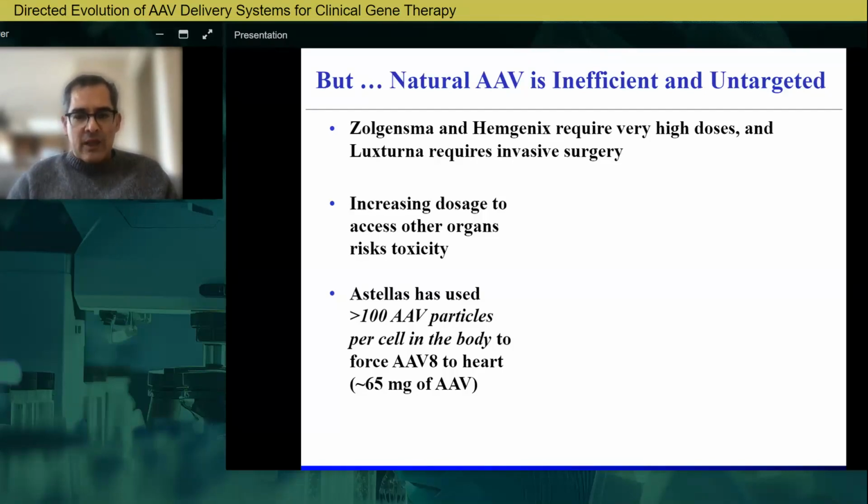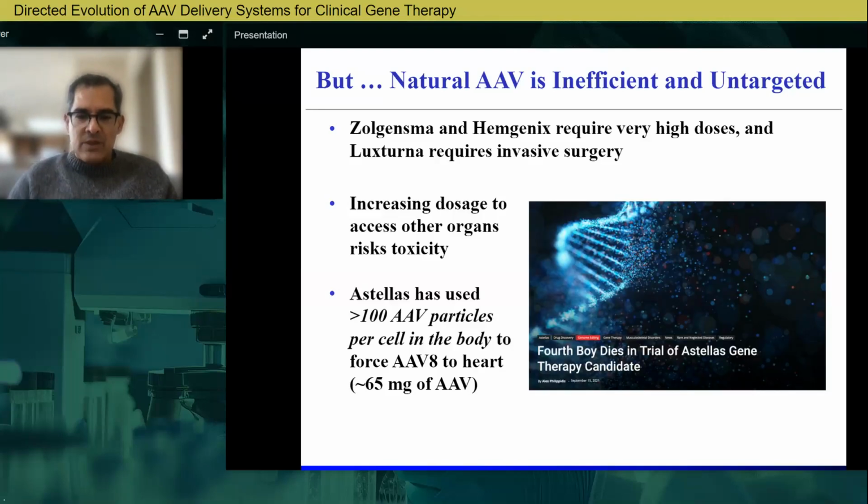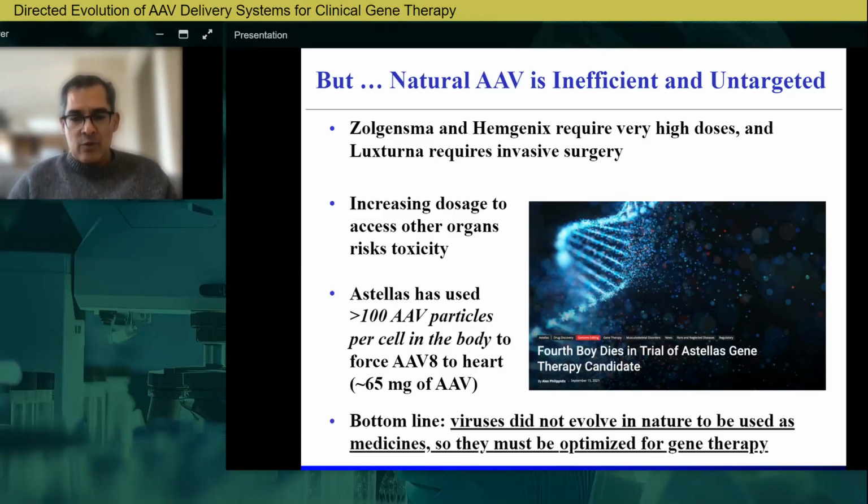This led to extreme levels of localization in the liver, and an immune response against capsid antigens actually resulted in liver toxicity that ended up resulting in the loss of several patients within that clinical trial, which was then discontinued. So the bottom line is that viruses never evolved in nature for our convenience to use as therapeutics, and so it's up to us to re-optimize them at the molecular level to adapt them for the applications we're trying to use them for, rather than be at the mercy of whatever nature happens to have thrown over the fence in the form of natural versions of these viruses, which are inefficient and untargeted.